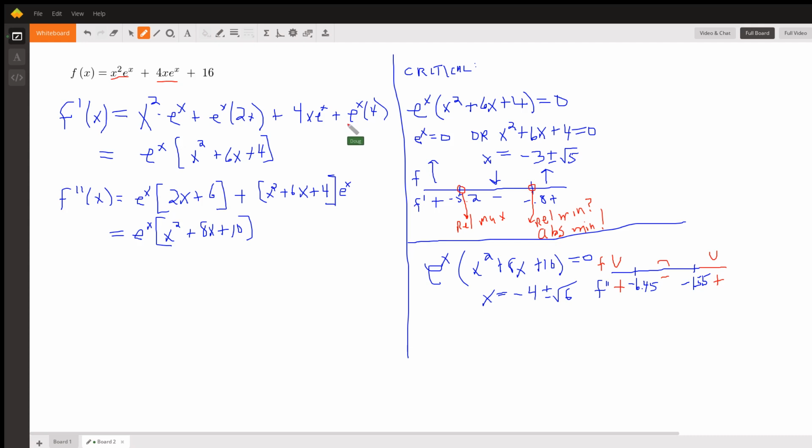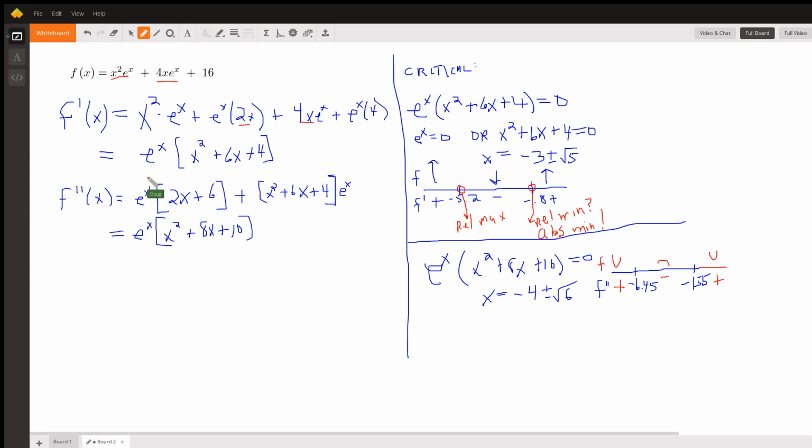And then I noticed that every term of this first derivative, of course the derivative of 16 is 0, has an e to the x in it. So I just factored out an e to the x and then collected similar terms. So I've got an x squared, I've got a 2x, and a 4x gives me the 6x, and a 4. And we'll later set this first derivative equal to 0 to find the critical numbers. Of course, that first derivative is continuous everywhere.